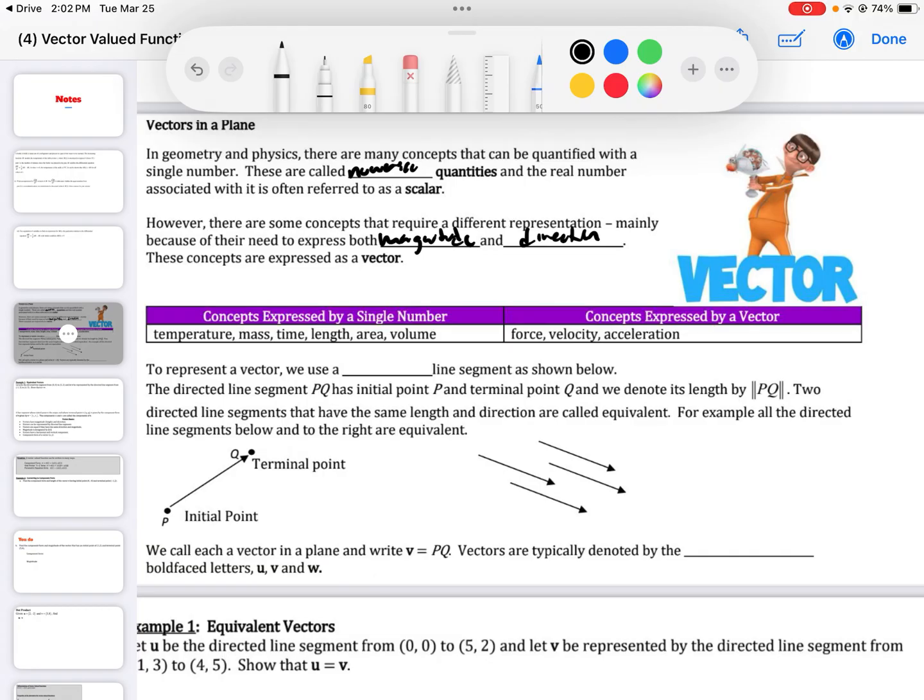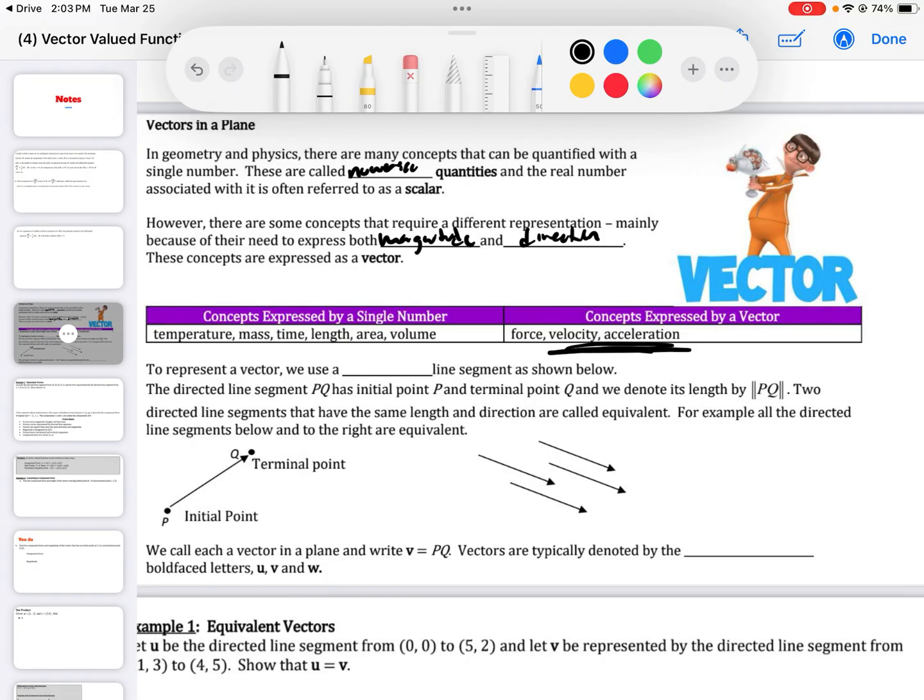But vectors represent quantities that have both magnitude and direction. So the magnitude is how long the vector is, and the direction is which way it's facing. Concepts that are expressed by a single number: temperature, mass, time, length, area, volume. Concepts that are expressed by a vector: force, velocity, and acceleration. And those last two are familiar from calculus.